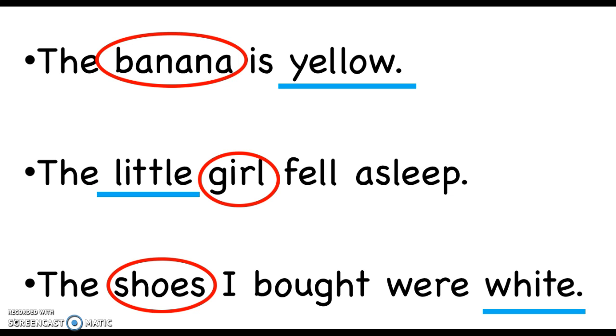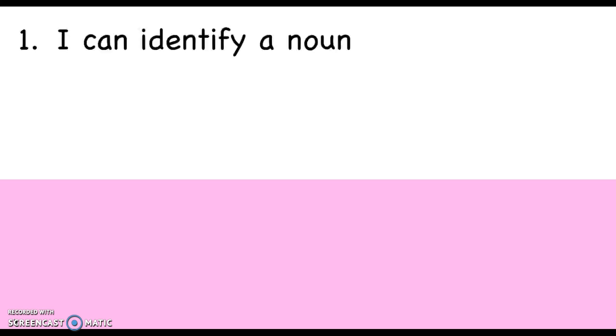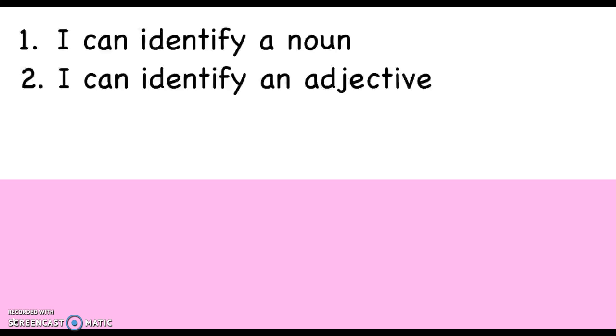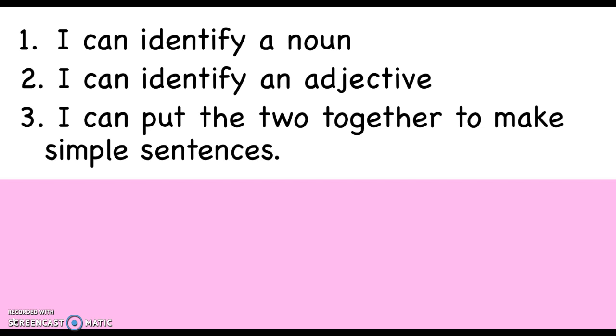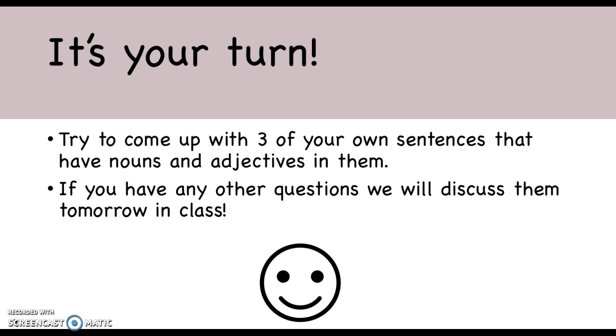So as you can see in all of these sentences, each one of them is made up of a noun and an adjective. And because the two are combined, we are able to visualize what is being said, and the sentences now have more meaning. It is now the end of the lesson, and I hope you can say to yourself, I can identify a noun, I can identify an adjective, and I can put the two together to make simple sentences.